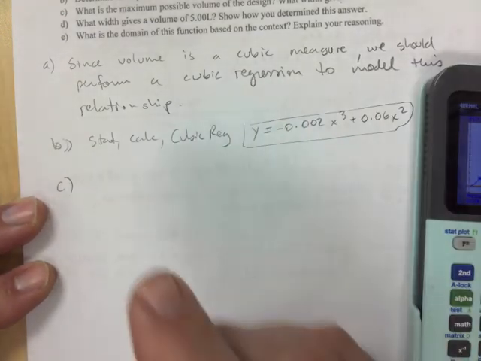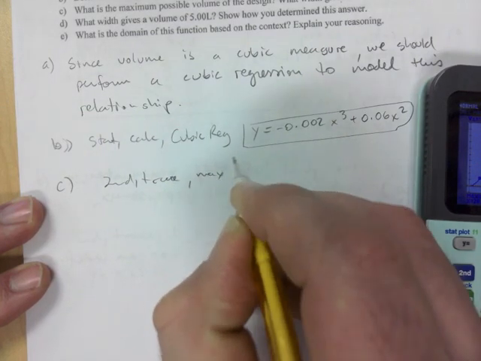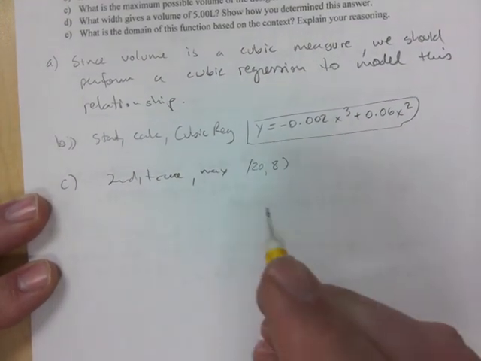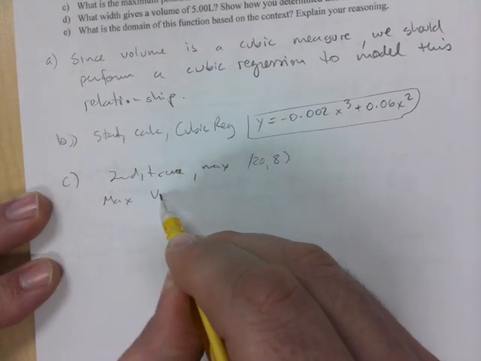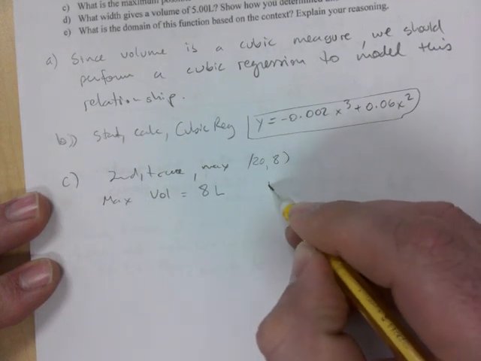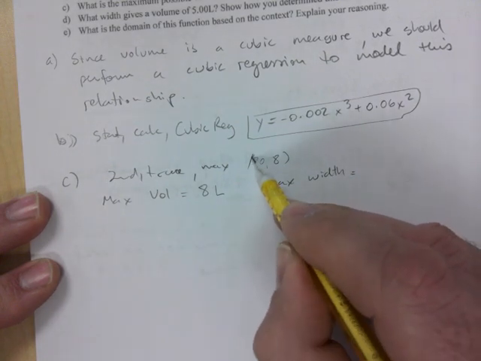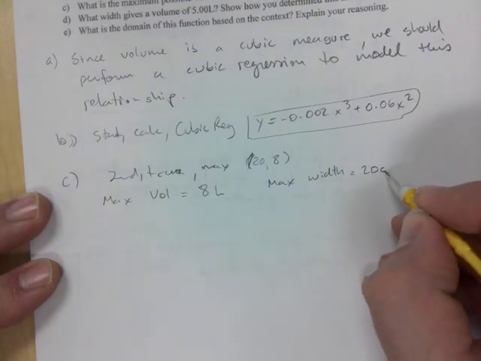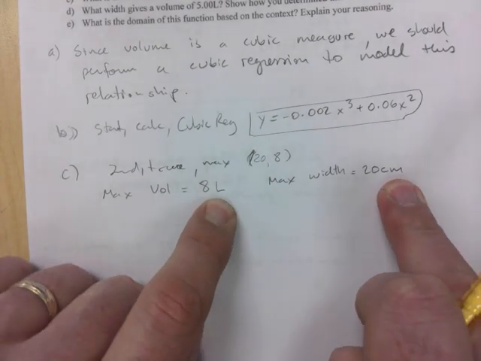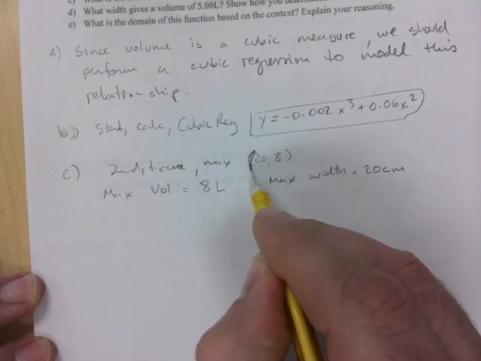Second, trace max, and we have 8, right? So maximum volume would be 8 liters, and then maximum width would be therefore 20 centimeters. Okay, so you got to make sure you use the appropriate units and also state which one is which. Don't just give me this. Okay, D.